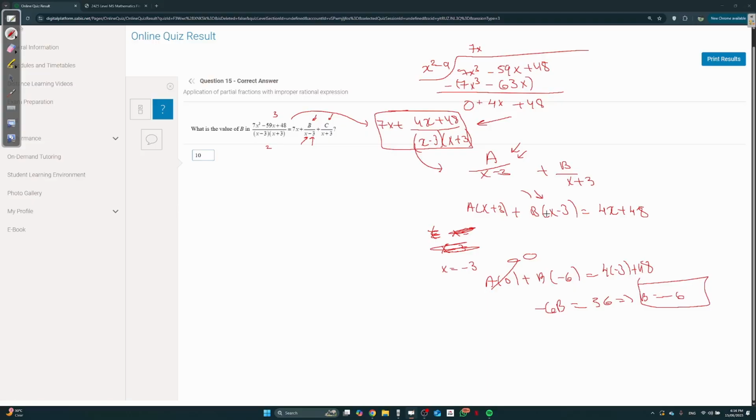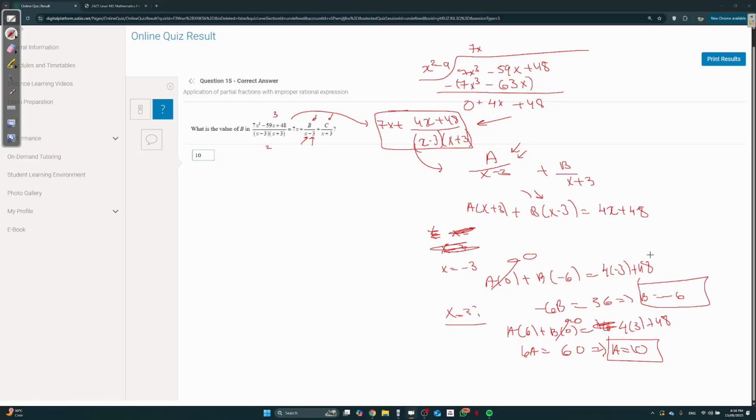Do we have any more zeros that we can try? Yes, we do. We have x equals 3. Substituting x equals 3, we're going to get a times 6 plus b into 0 equals 4 times 3, sorry, plus 48. So you're going to get 6a equals 12 plus 48, 60. So that means a is equal to 10. Now you have your a value and b value. Do I take b as negative 6?